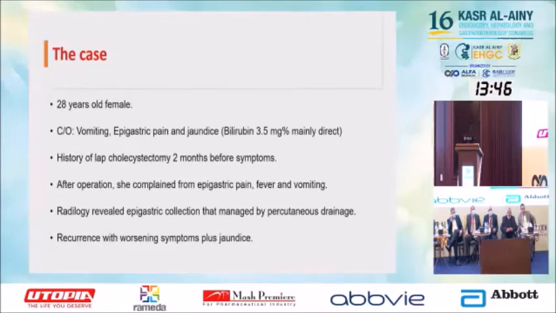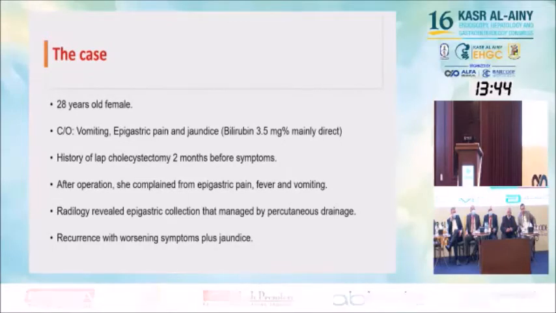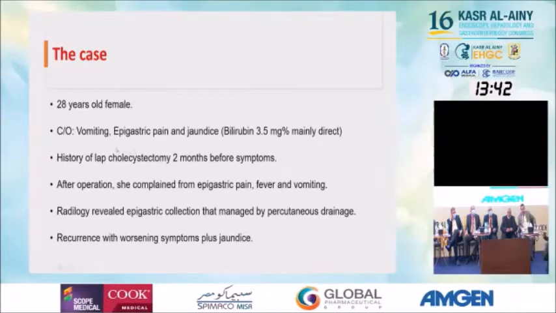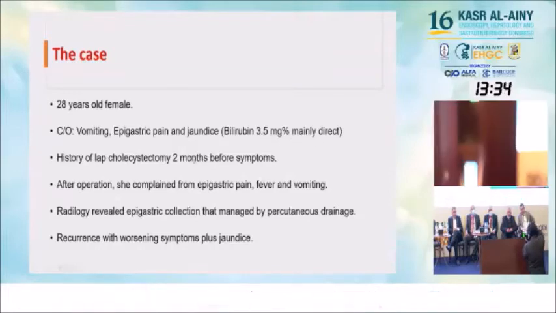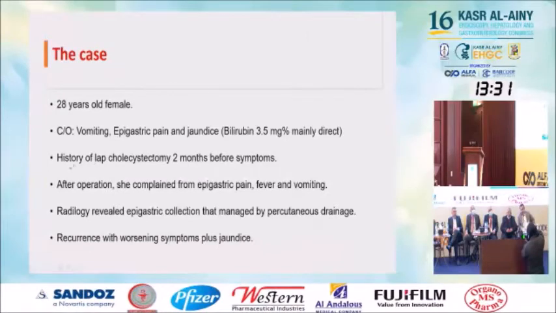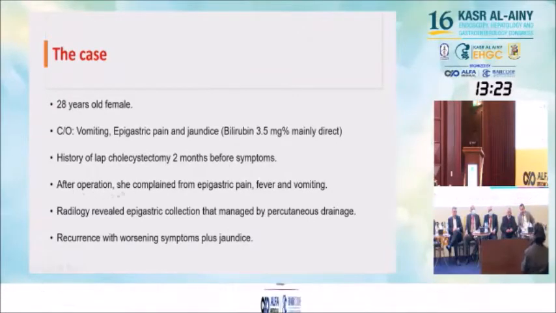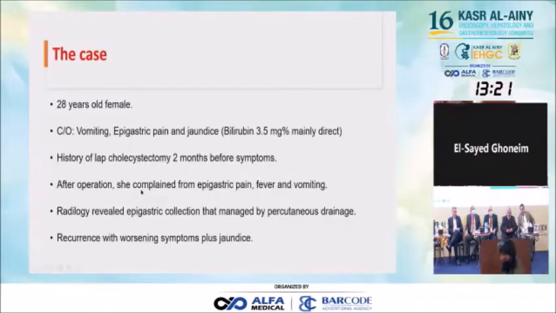Our case: a 28-year-old female complaining of vomiting, gastric pain, and jaundice. The serum bilirubin was 3.5 milligram per deciliter, mainly direct. She had a history of laparoscopic cholecystectomy months before the symptoms. She complained of epigastric pain and vomiting.